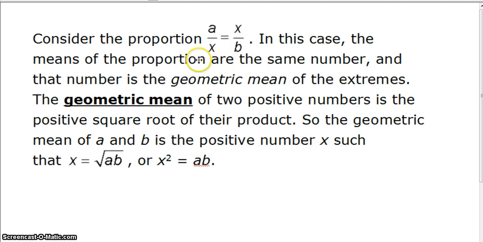So if x squared equals ab, then when we take the square root of x squared and the square root of ab, x equals the square root of ab, as you see here. Okay? Because x equals the square root of ab, if I square both sides again, we're back to x squared equals ab. So the geometric mean of two positive numbers is the positive square root of their product.